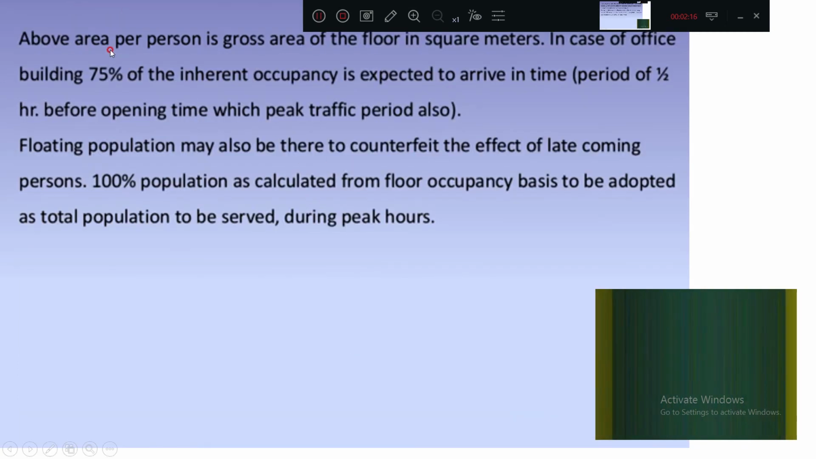Okay, above area per person is gross area, so that is the gross area of the floor in square meter. Okay, in case of office building, 75% of the inherent occupancy is expected to arrive in time. So if there are 10 people, 7.5 people or 8 people will use that in the peak period. Floating population may also be there to counteract the effect of late coming persons. Okay, for them also it is used. 100% population calculated from the floor occupancy basis to be adopted for total population. In the design, whatever the population you have calculated now, the total 100% should be used.